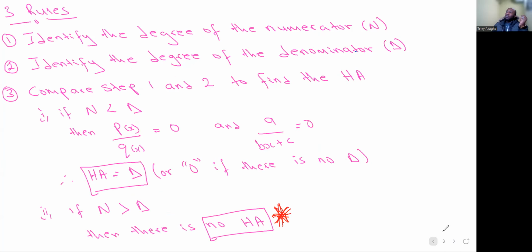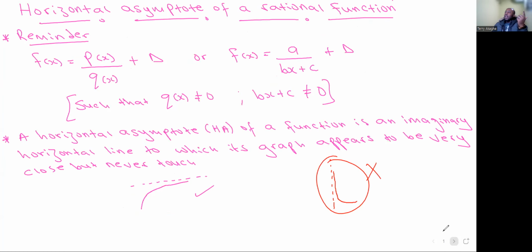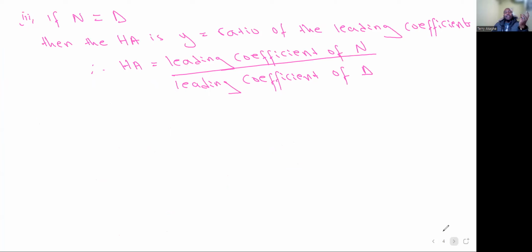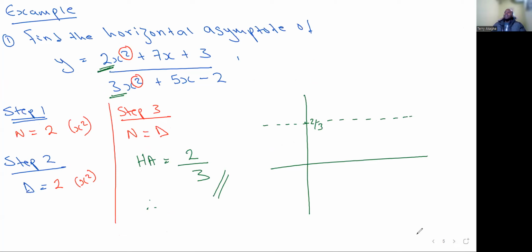So the first thing you have to do when you're finding the horizontal asymptote is identify the degree of the numerator and the degree of the denominator. If n is less than d, the horizontal asymptote is equal to 0. If n is greater than d, there is no horizontal asymptote. And if n is equal to d, the horizontal asymptote is going to be the leading coefficient of n divided by the leading coefficient of d. All right, and that is that for that.